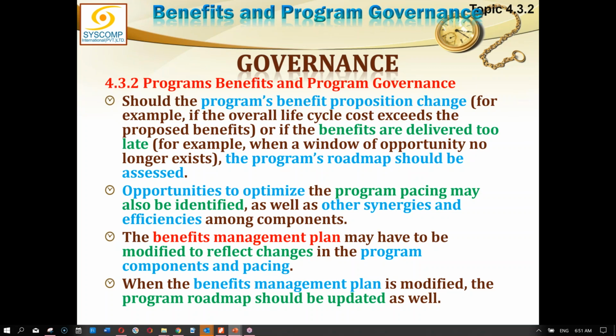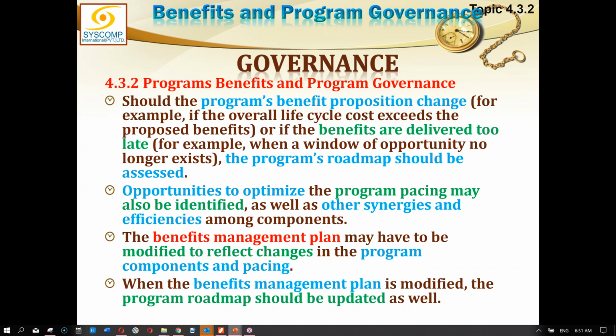Naturally, you will take certain actions. You can take advantage of certain opportunities to optimize program pacing if possible, create some kind of synergies, move the pattern and the order in which various components are being done. Maybe you move them around and make it more efficient. Maybe you add a new component, a new project within the program to take care of that loss, that problem you have been entrapped in.